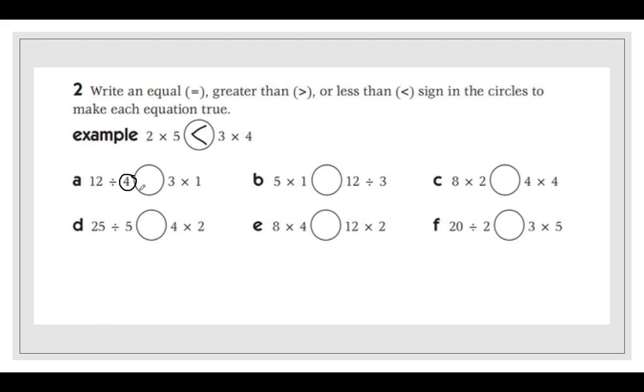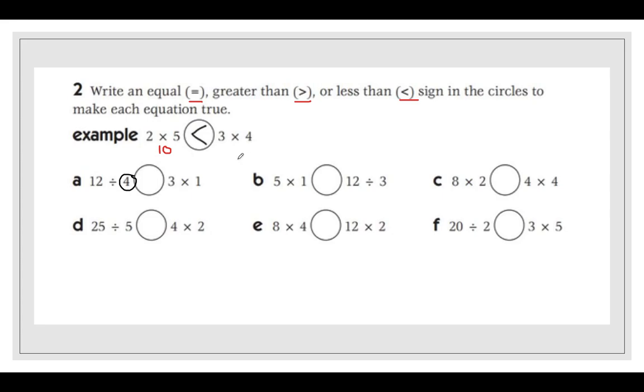All right, the next one. These are a little bit tricky. So when we are doing these problems, we need to use the greater than, the less than, or the equal sign right here. In our example, they did 2 times 5. So right under that, I'm going to write the answer. What's 2 times 5? It's 10. Good job. And then I'm going to look at 3 times 4.